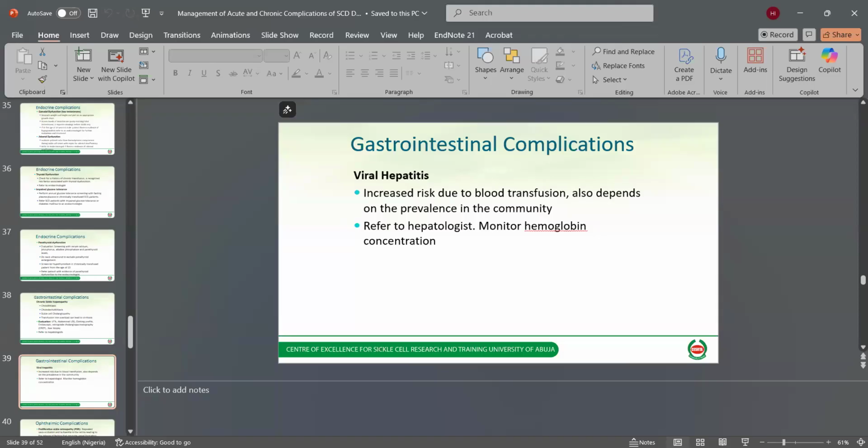Viral hepatitis. There's an increased risk of having viral infection in sickle cell disease due to blood transfusion. This also depends on the prevalence in the community. Refer to hepatologists. Monitor hemoglobin concentration.